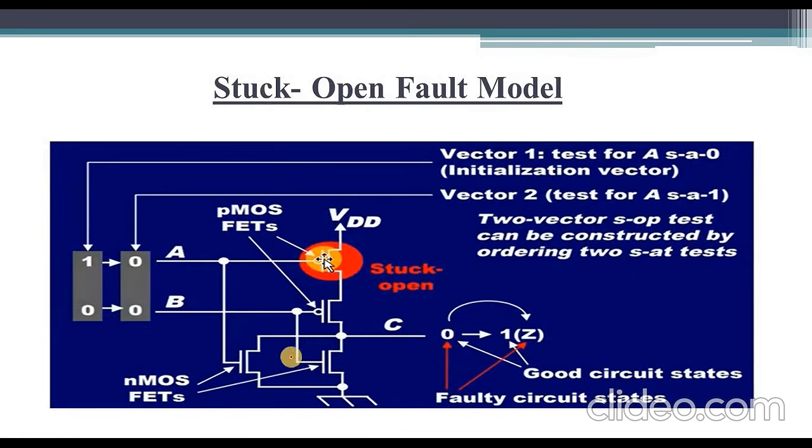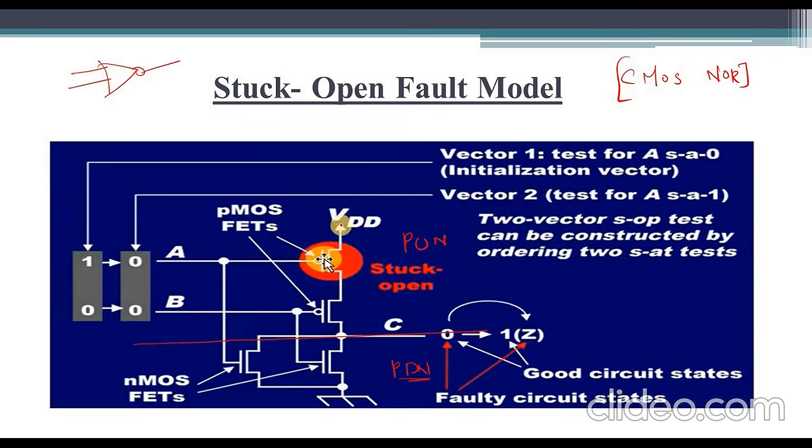Here I am considering the circuit diagram of the CMOS NOR gate, which is the combination of both PMOS and NMOS. This part is called the pull up network, and this part is called the pull down network. In the pull up network, we have two PMOS transistors connected in series. In the pull down network, two NMOS transistors are connected in parallel. So remember guys, the circuit diagram is simply a NOR gate. Fine, so it is a CMOS NOR gate.